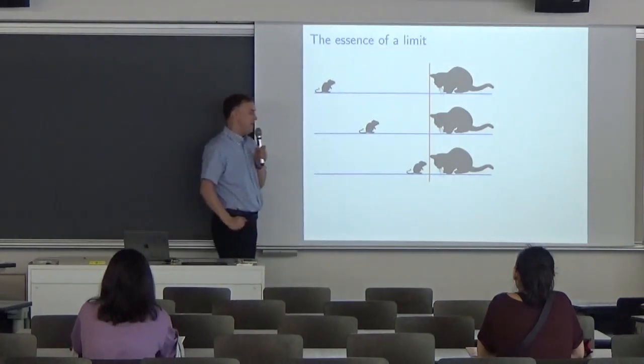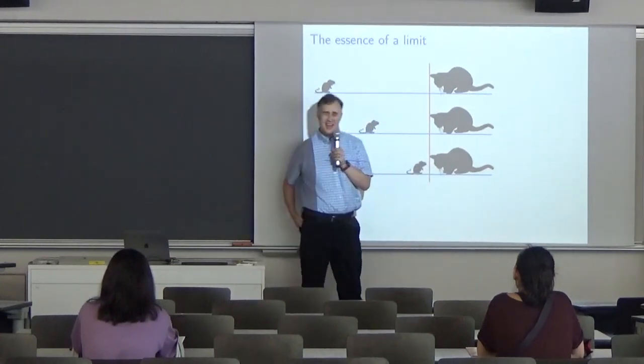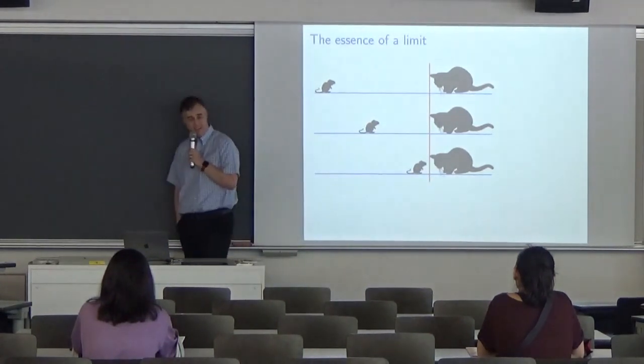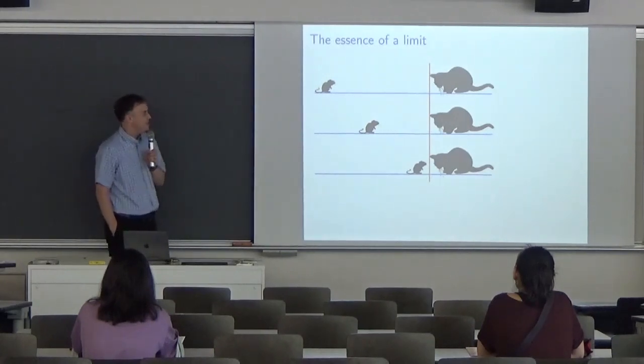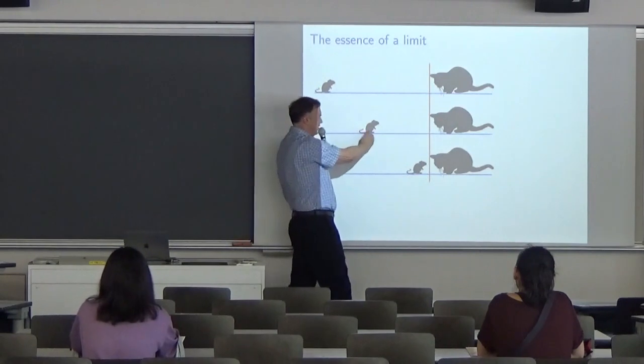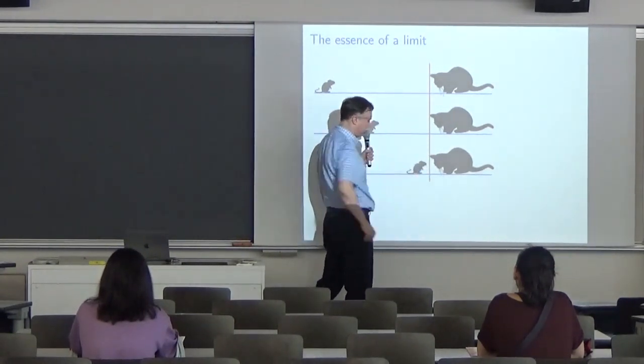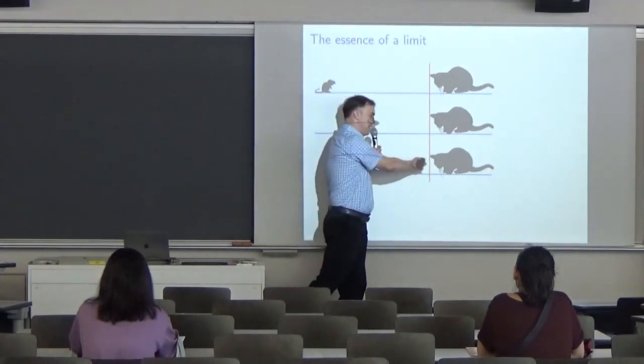So the mouse can keep getting closer and closer and closer, and as long as it doesn't reach that red line, it's perfectly safe. This is the process of what we mean by a limit: we can approach and get closer and closer to a particular value or point, but we never actually get to that point.